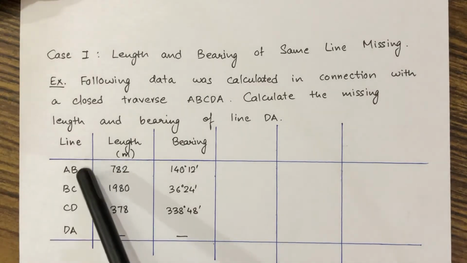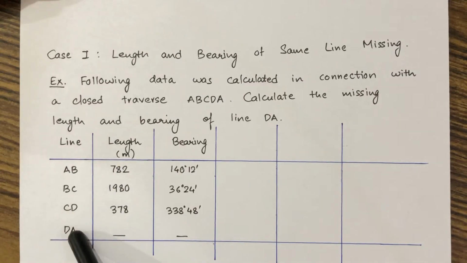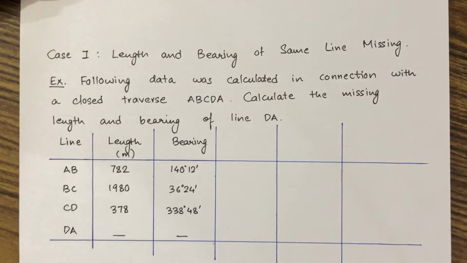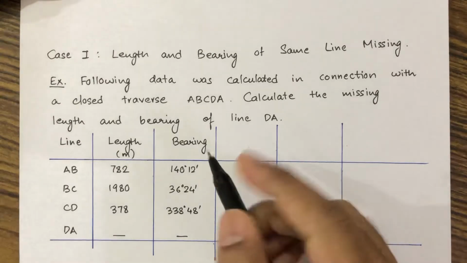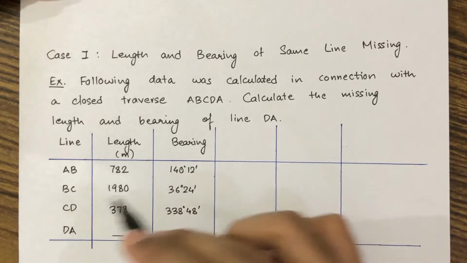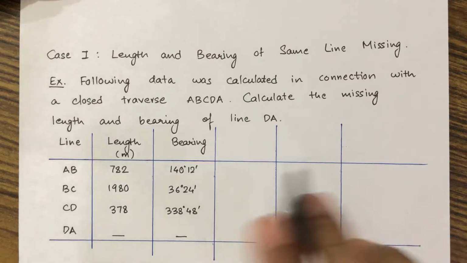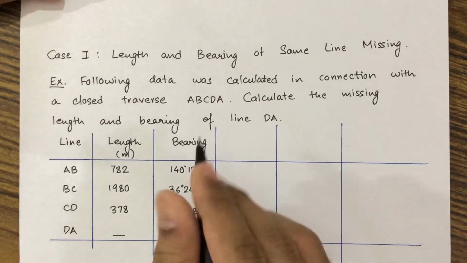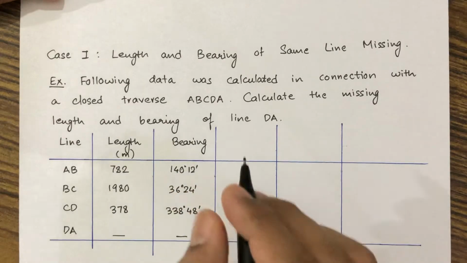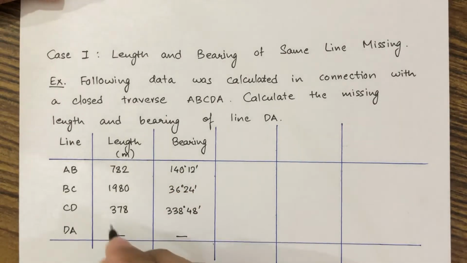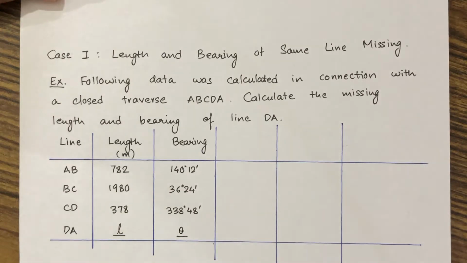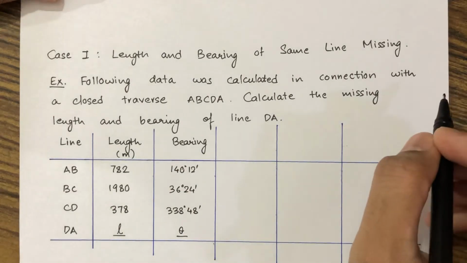So lines are AB, BC, CD, DA. Length in meters is provided for AB, BC and CD, but DA it is missing. And bearing for AB, BC and CD is given, but bearing for DA is missing. This bearing is the whole circle bearing. Let us denote this length DA as small l and this bearing as theta. So we need to find this small l and theta.